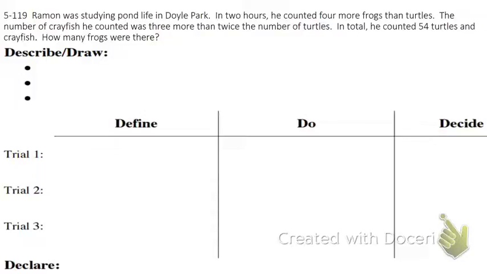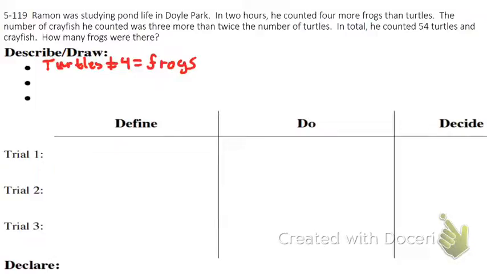All right, so describing and drawing, we need to lay out the important information. So we've got the turtles. We know that there were 4 more frogs and turtles, so if we take our turtles, add a 4, that should give us the number of frogs.